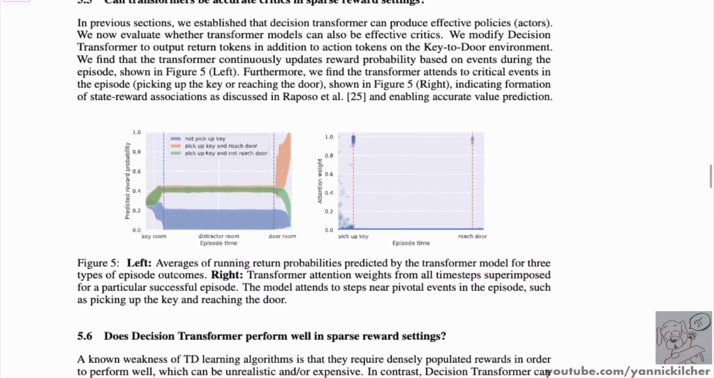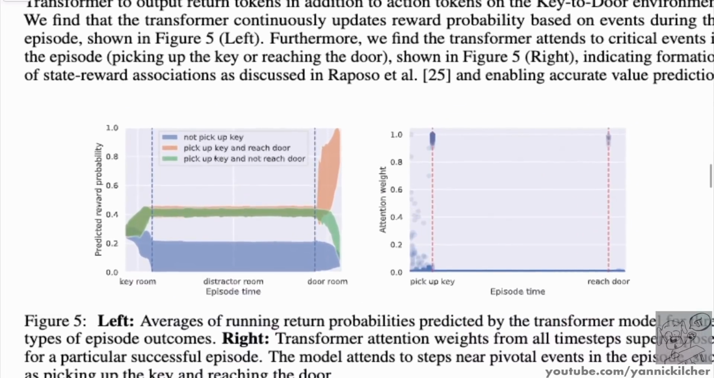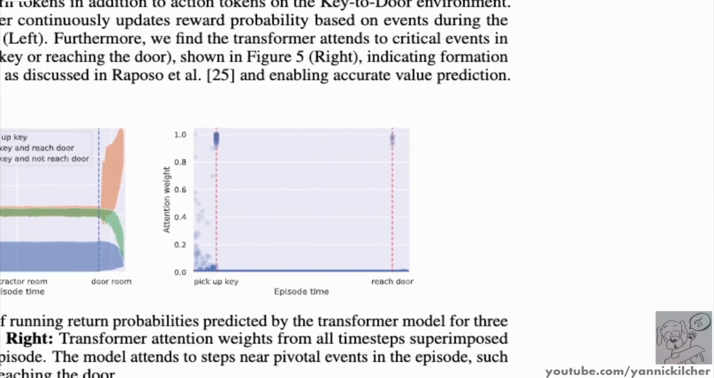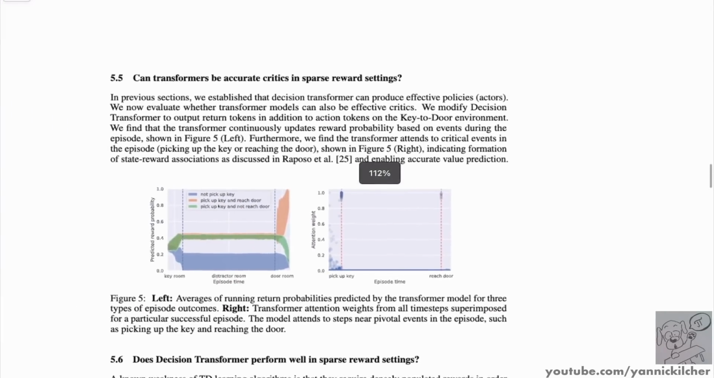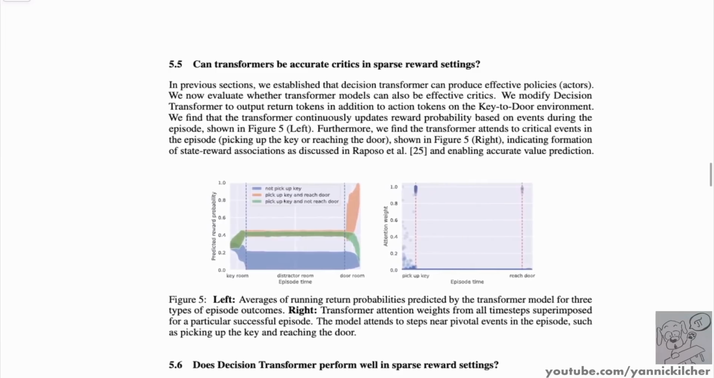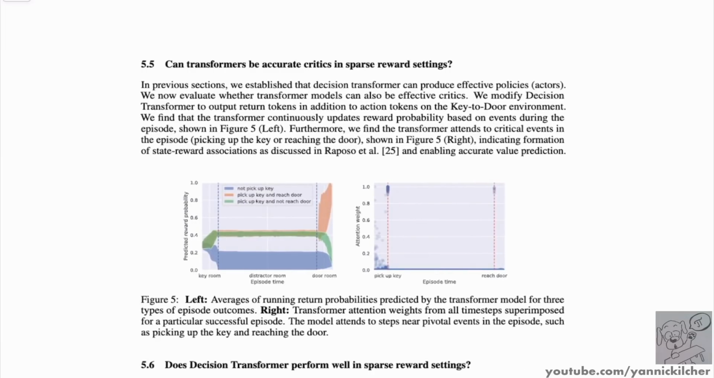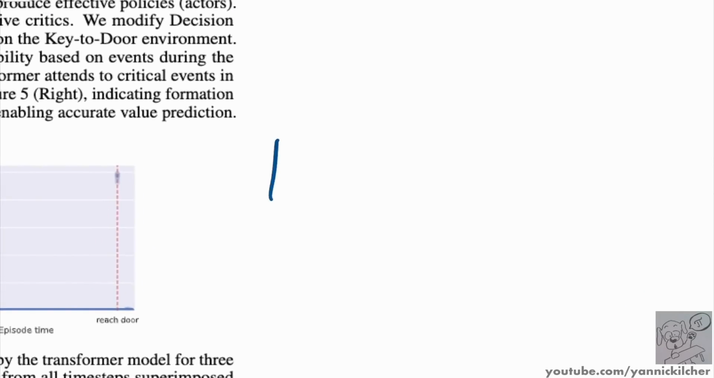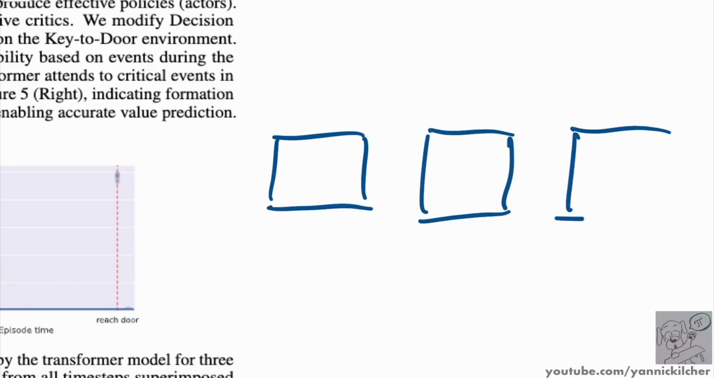The last thing is that key to door thing, where they show that, okay, this is an experiment, a toy setting. By the way, again, I did not find this in the appendix. I did not find code for this. So we don't know too much about this experiment. But as far as I understand, there's one room, there's two rooms, there's three rooms.